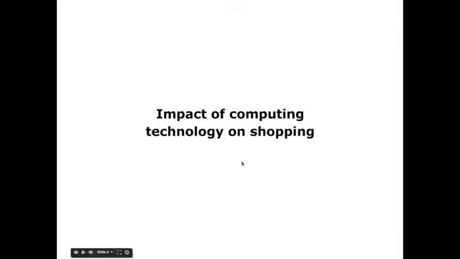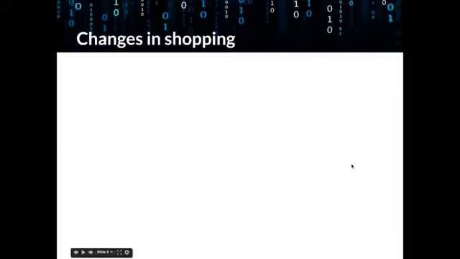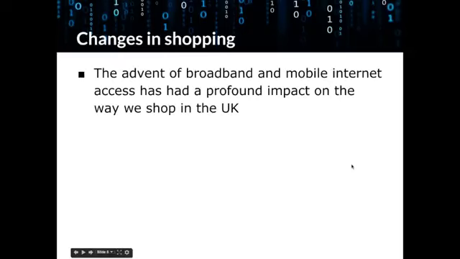So let's start with the impact of computing technology on shopping. Shopping has changed massively in the last decade or so, and really that's been driven by broadband and mobile internet access. Lots of people in the UK have access to the internet either through cable or phone lines, or through their mobile phones, and that has meant that the market has increased massively for online shopping. The speed and reliability of those connections is significantly greater than it used to be, which also enables more shopping, and people feel more confident about doing it online.